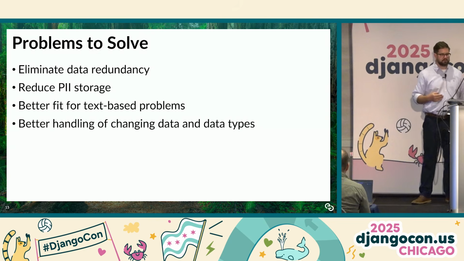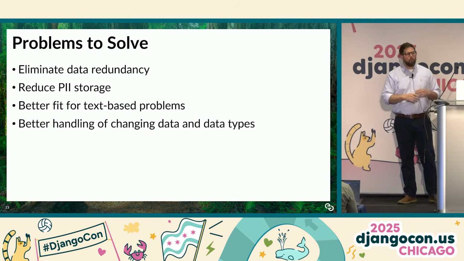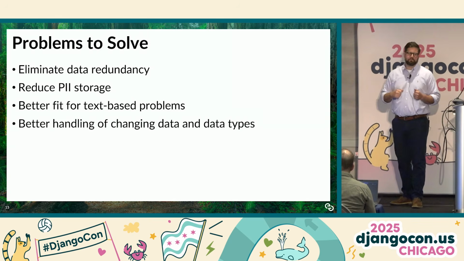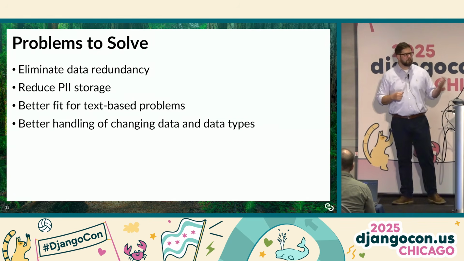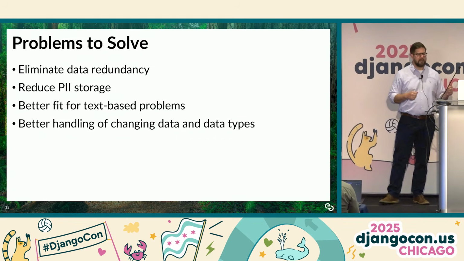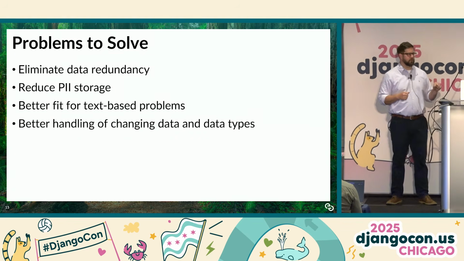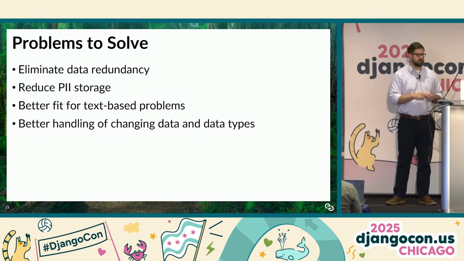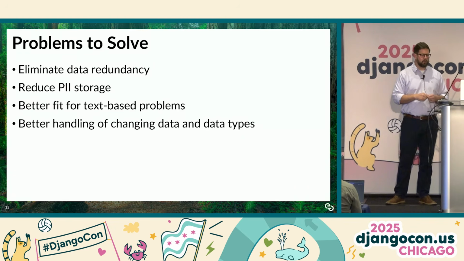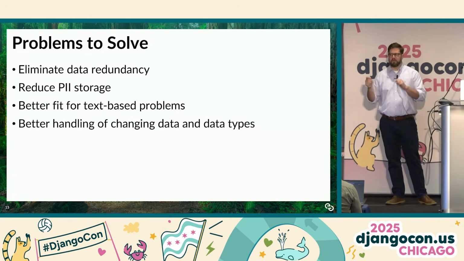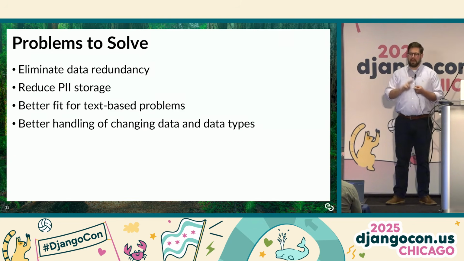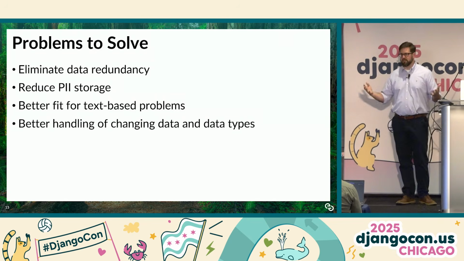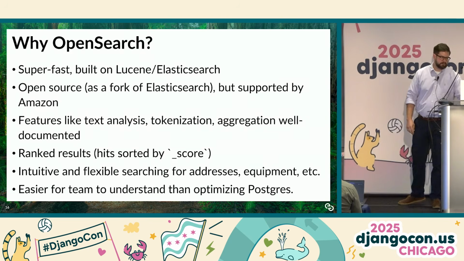Okay, so back to the problems to solve. What were we looking at here? Well, we've already talked about the data redundancy and how we were able to solve some of that with serverless database, but the bigger issues we were having were performance related, and we felt as though we couldn't quite solve those with Postgres. We did some work. I'll talk a little bit about some of the things we tried before moving to OpenSearch, but we felt that we wanted a database that was a better fit for address data in particular, and then JSON data, large JSON data in the case of materials.